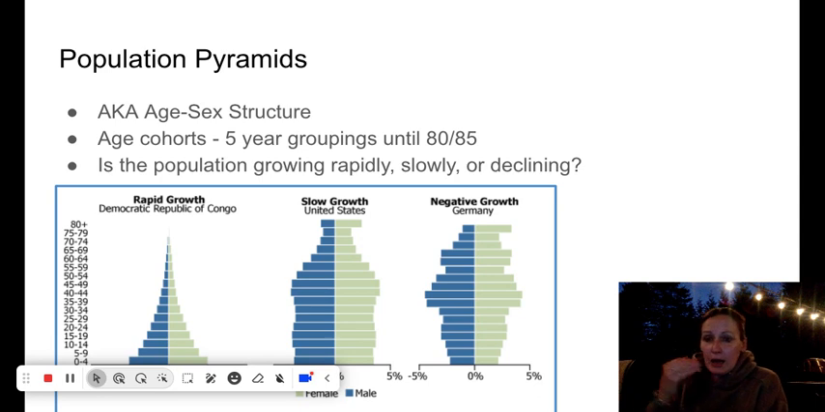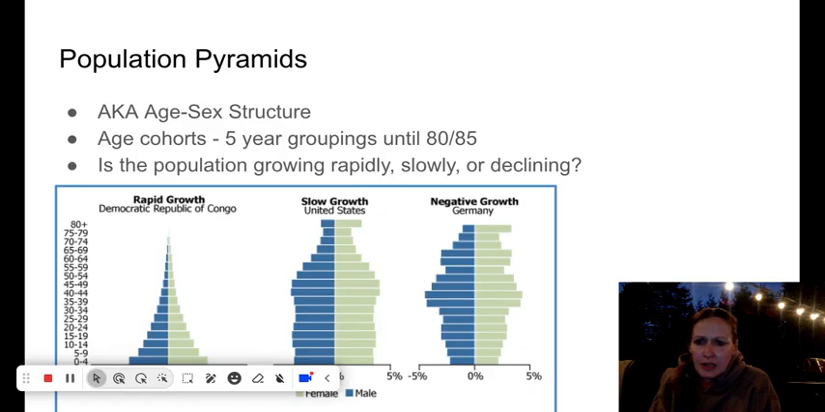All right. So once it's like age 80, it often changes into 10-year groupings because the population does decrease so much by that time. So someone had a really good question: does the shape of the pyramid matter? And it does.